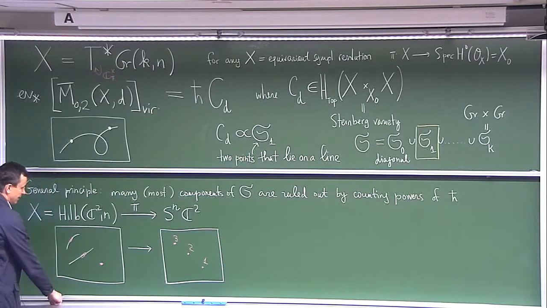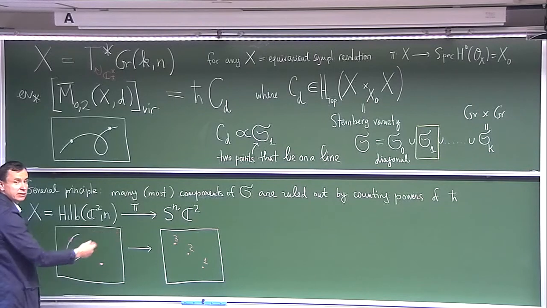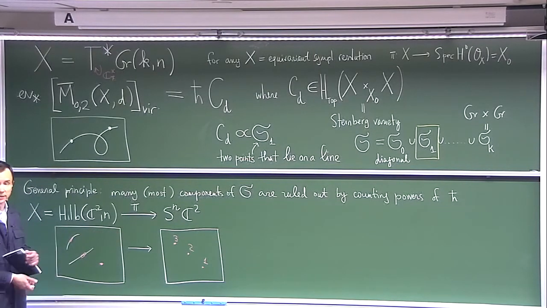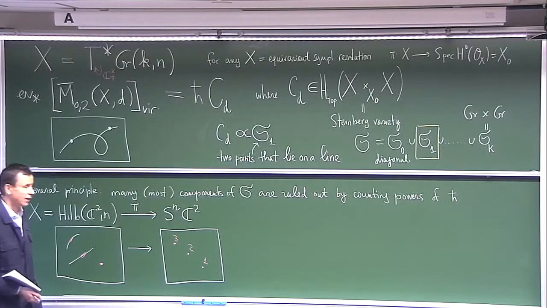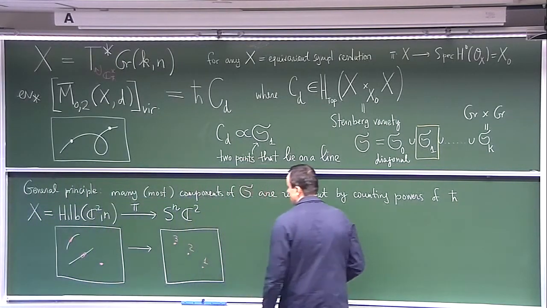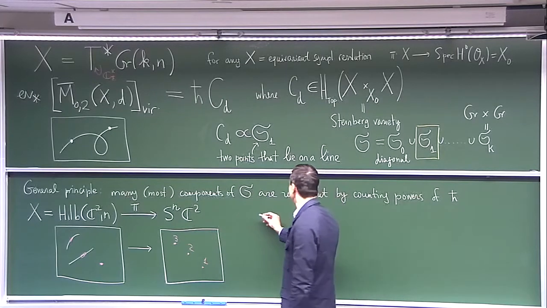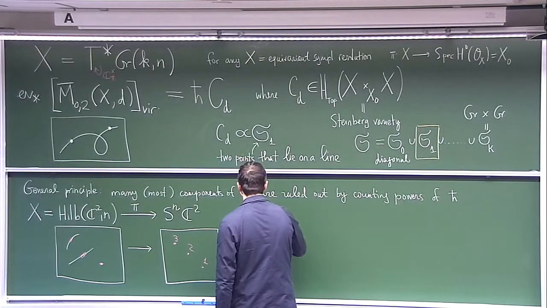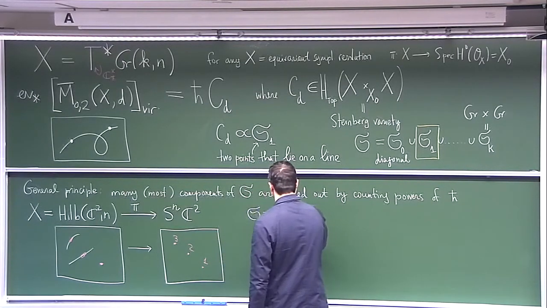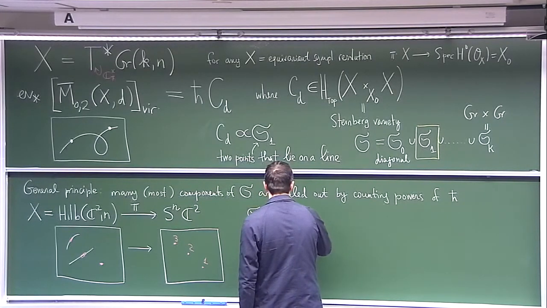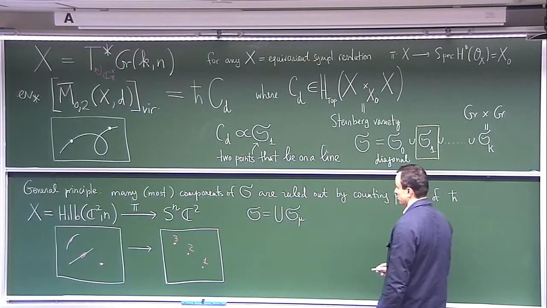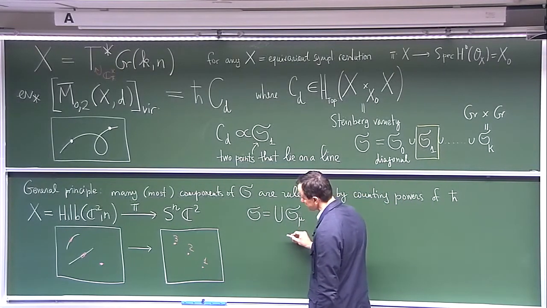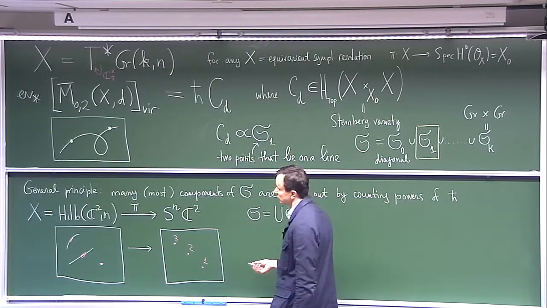This map takes the scheme and remembers only the corresponding zero-dimensional support. And so the components of the Steinberg variety are indexed by partitions of n. My Steinberg variety will be a union over partitions of n. And what is this thing going to look like?